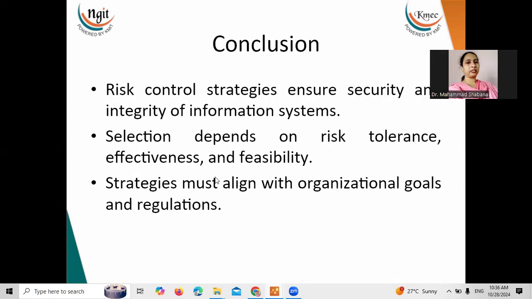In conclusion, managing risks effectively is critical to protecting an organization's information assets. Choosing the right strategy, whether it's avoidance, mitigation, transfer, or acceptance, depends on factors such as the organization's risk tolerance, control effectiveness, and cost considerations. The key is to make sure your strategy aligns with the organization's objectives and regulatory requirements.